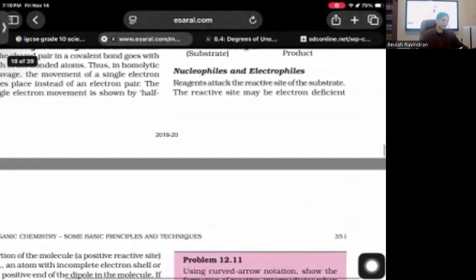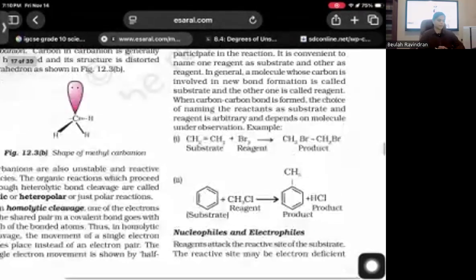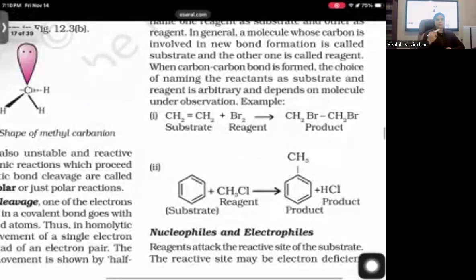There must be intermediate products also. Here it is not given. When substrate plus reagent, the substrate is attacked by the reagent, definitely there is formation of an intermediate and finally the product. You can write that also. I will explain it.